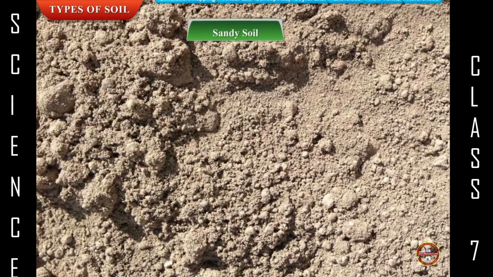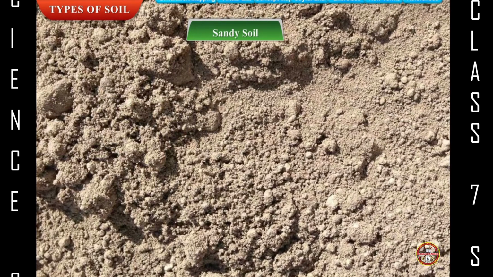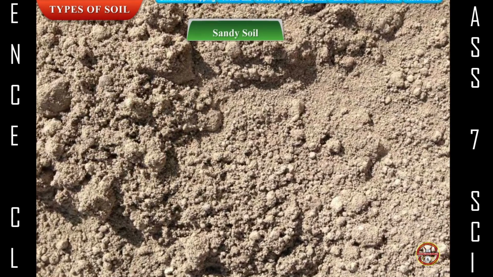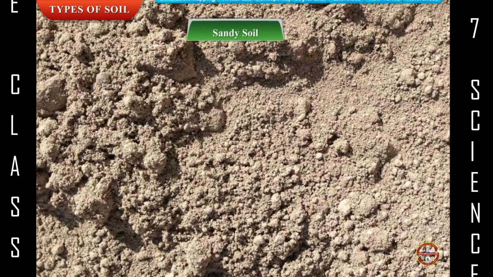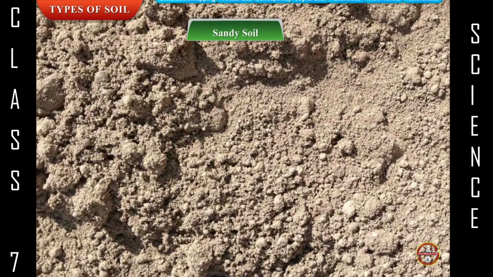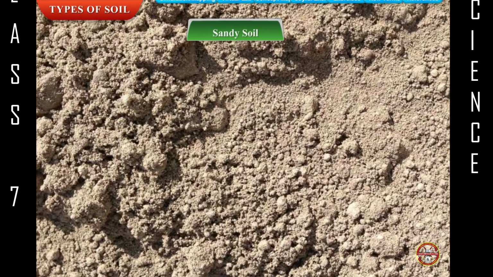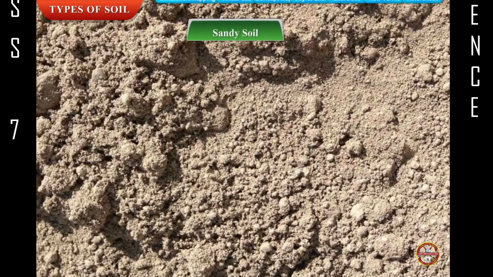Sand particles have large spaces between them. This makes sandy soil very porous. Water moves rapidly through it and dries quickly. It cannot hold much water. Sandy soil is light. It has a tendency to blow away by the wind if left bare.